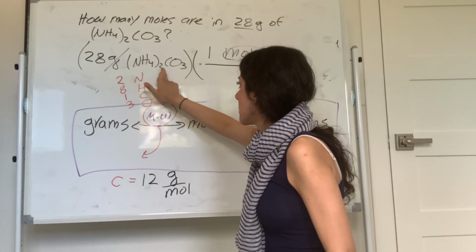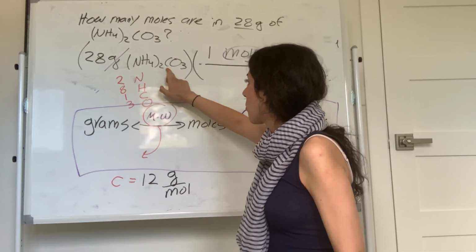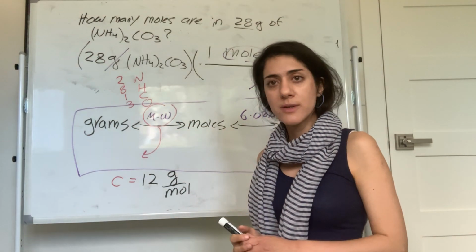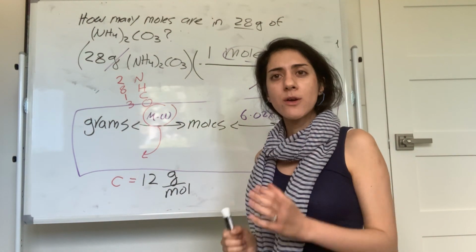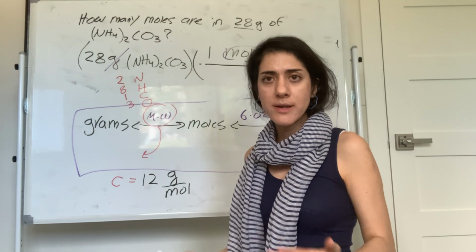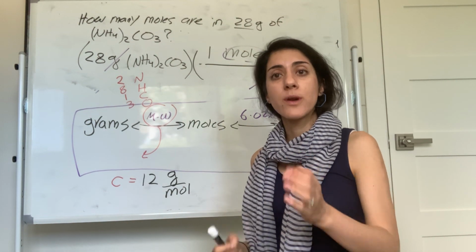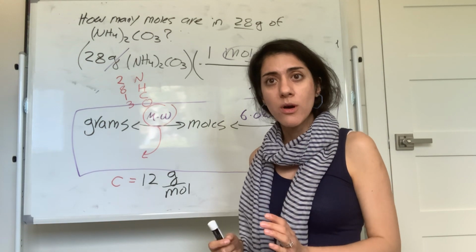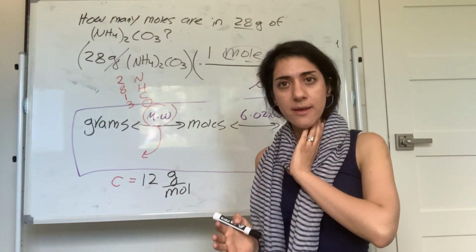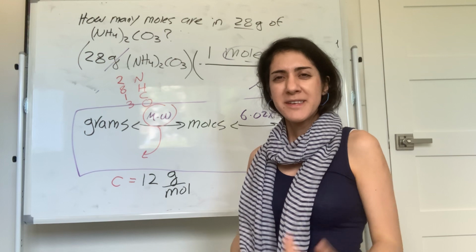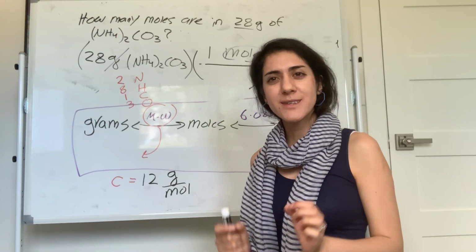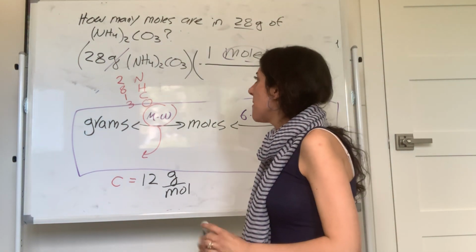It has 2 nitrogen, 8 hydrogen, 1 carbon, and 3 oxygen. Now, when you look at the periodic table that I gave you, depending on the periodic table, there are a lot of digits sometimes for the molar masses. How many of those digits do you take? Here is the rule. People don't usually follow this, but this is the official rule.